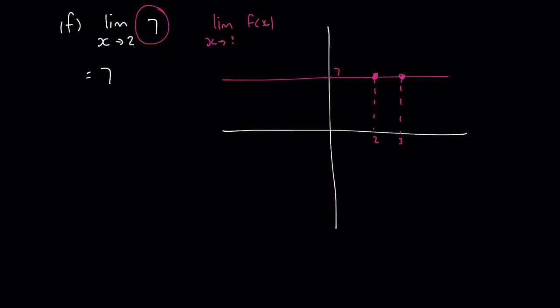So if you have the limit as x approaches something of a constant, then the answer is simply equal to that constant. Okay, so I can put that in a different form for you to say that the limit as x approaches any value, let's call it a, of a constant equals that constant, whatever it is.